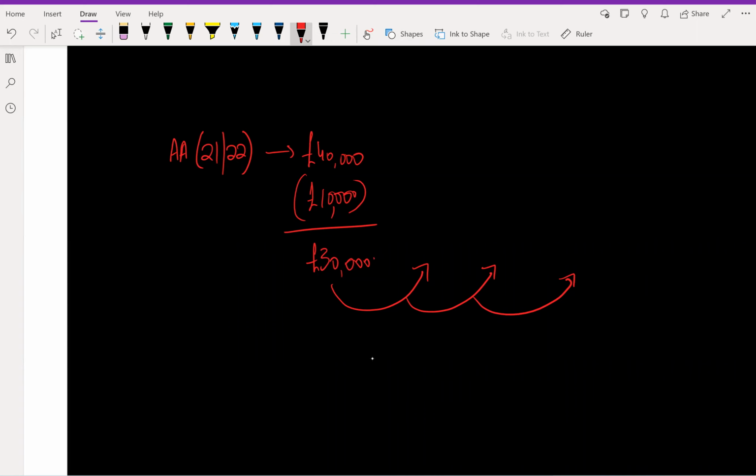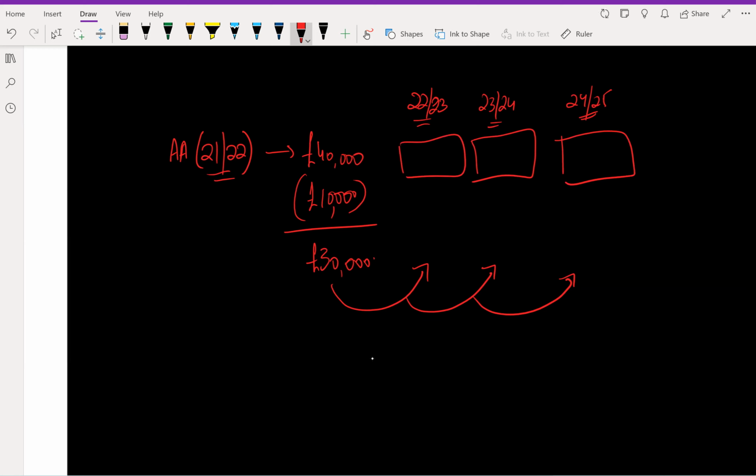Obviously, for example, if this is the 21, 22 fiscal year, this would be 22, 23. This will be 23, 24, and this will be 24, 25, right? These are the fiscal years. Obviously, in these fiscal years, you'll have the annual allowance for these years itself, right?